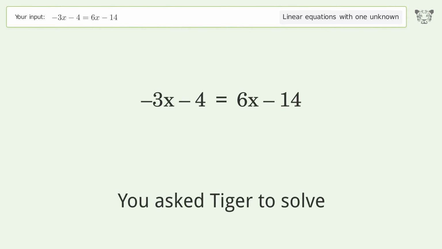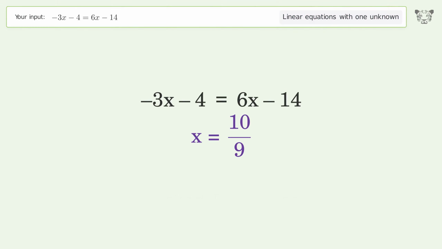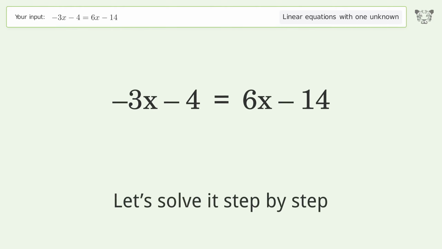You ask Tiger to solve. This deals with linear equations with one unknown. The final result is x equals 10/9. Let's solve it step by step.